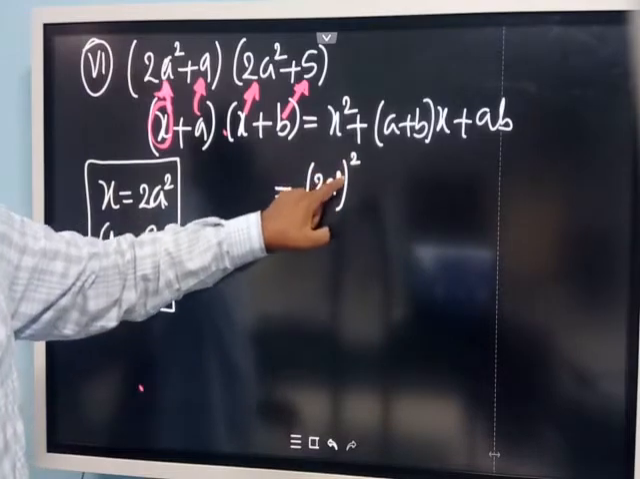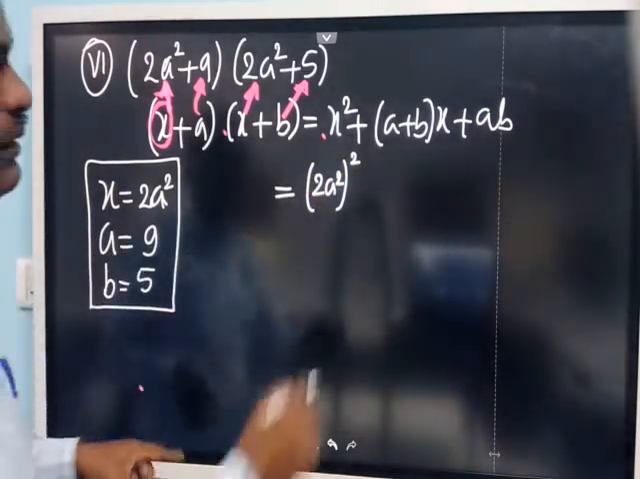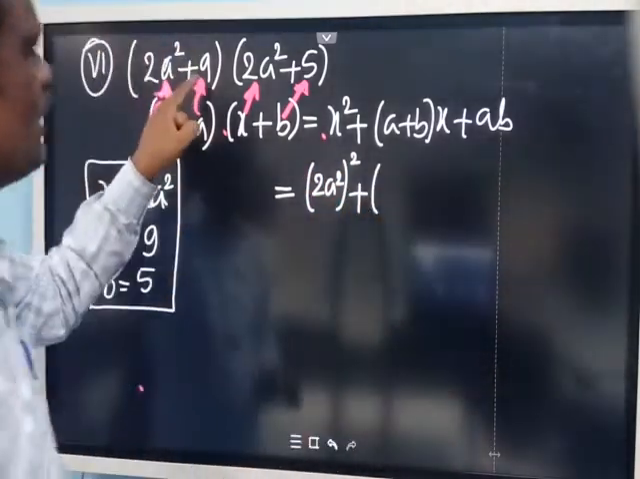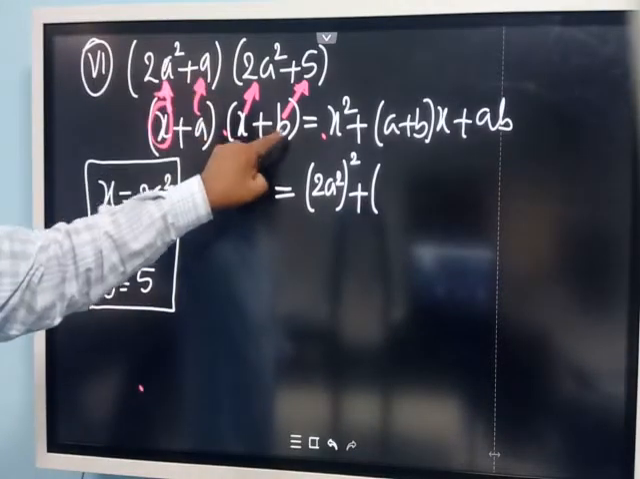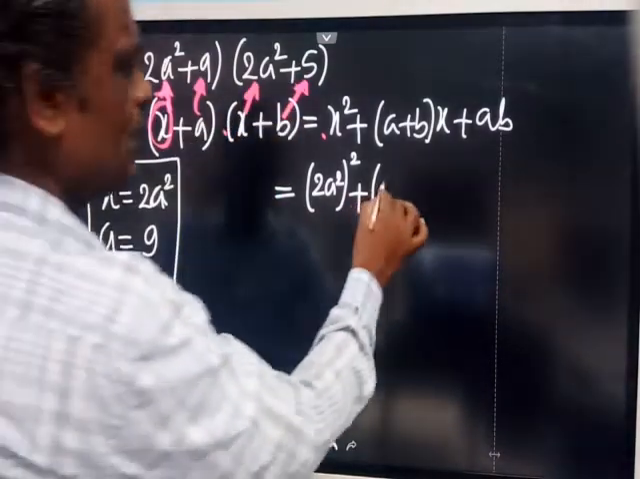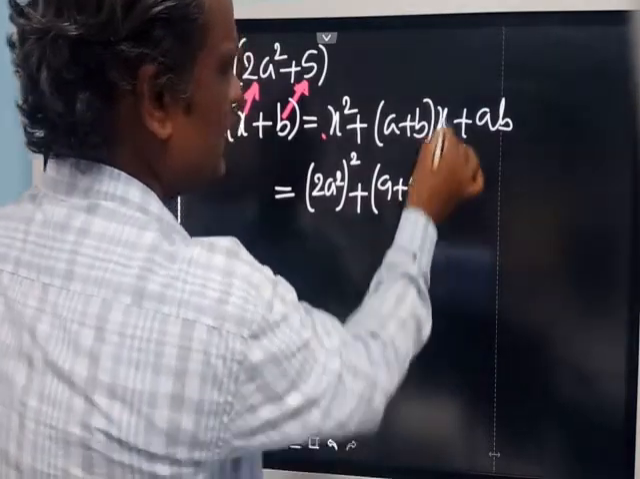This 2 you have to write as it is. In place of x you are writing 2a square. Then come to this one, a plus b. What is a here? 9. What is b here? 5. 9 plus 5.